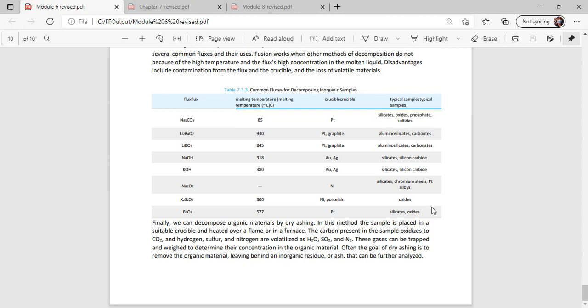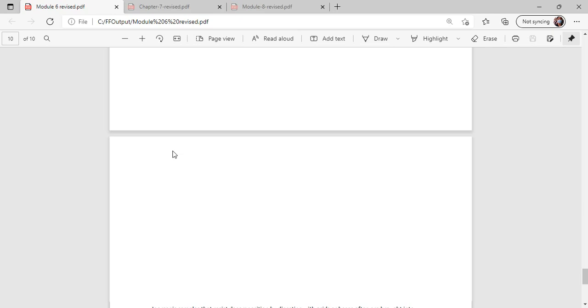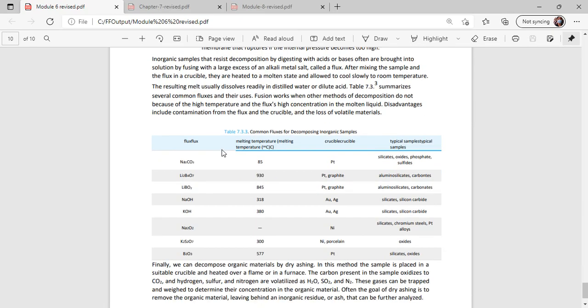And finally, you can decompose your organic materials by dry ashing. In this method, the sample in a crucible is heated in your oven or in a furnace, and the carbon present in the sample is oxidized to CO2 and your hydrogen, including your sulfur and nitrogen, as volatile gases. These gases are trapped and weighed to determine the concentration of organic material. Often the goal of dry ashing is to remove organic material, leaving an inorganic residue or ash to be further analyzed.